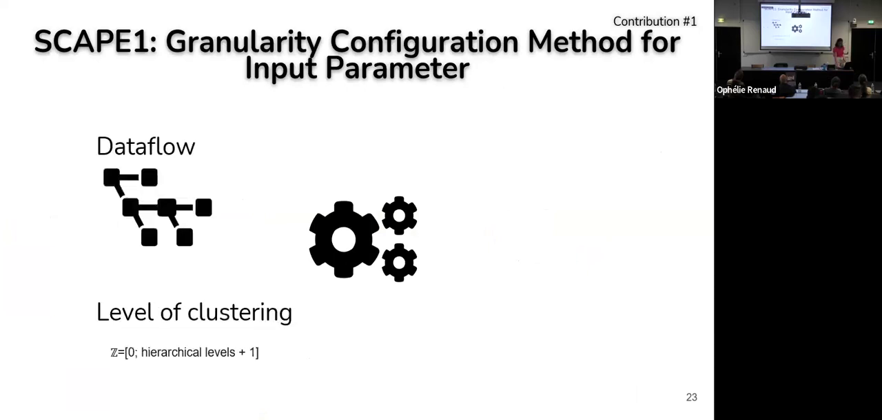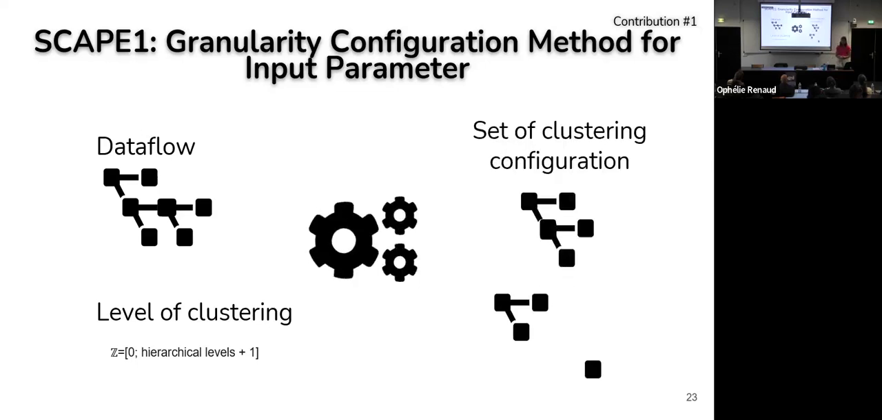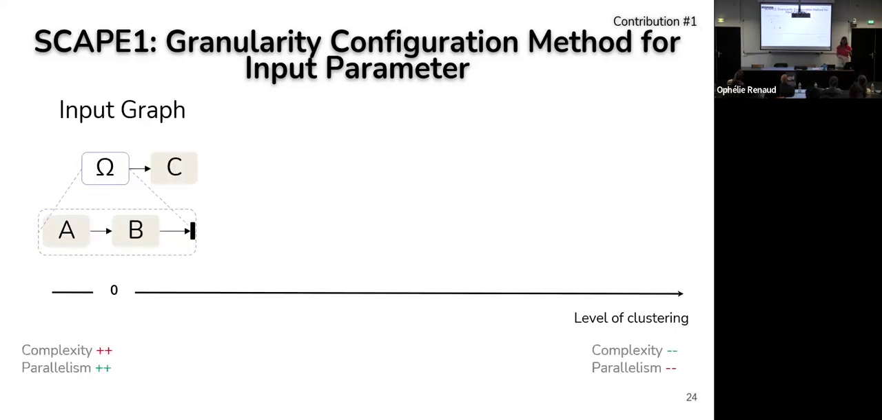So the first version of Scape takes as input the data flow graph and one parameter, an integer that corresponds to the level of clustering, and provides as output a set of clustering configurations to allow the user to choose the wanted granularity. The number of clustering configurations equals the number of hierarchical levels plus 2. As an example, here, the graph has 2 levels, so the number of clustering configurations equals 4.